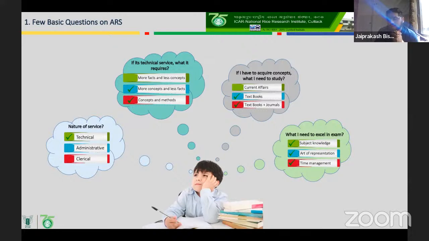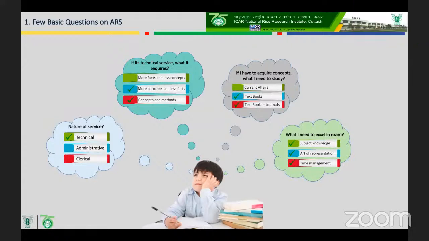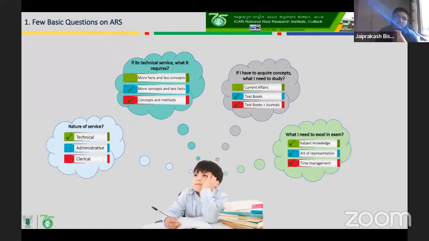The thing is that since the examination is of prelims, mains, and interview kind, in mains you should know the art of representation. You should be very thorough in representation of what you are trying to write, and you should be very prompt in time management.